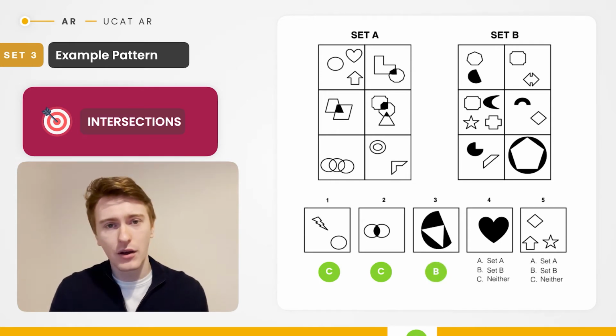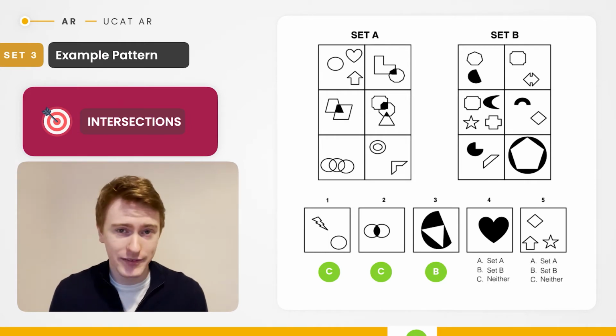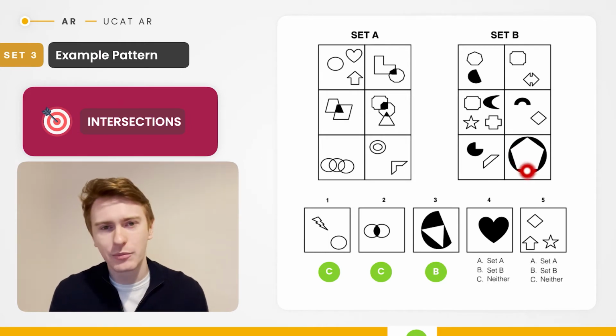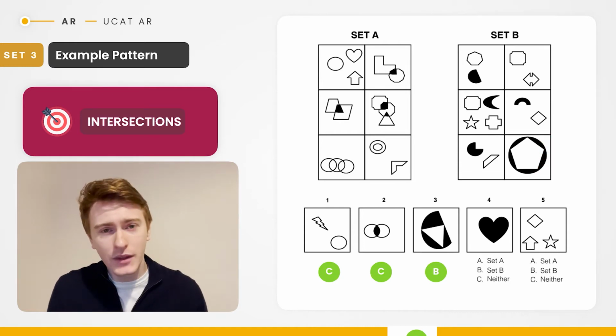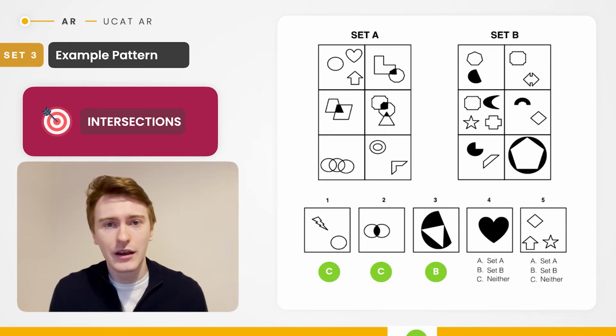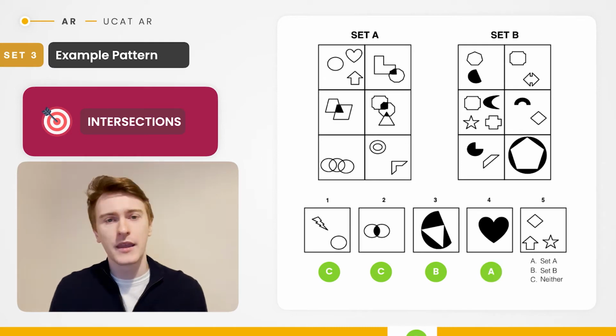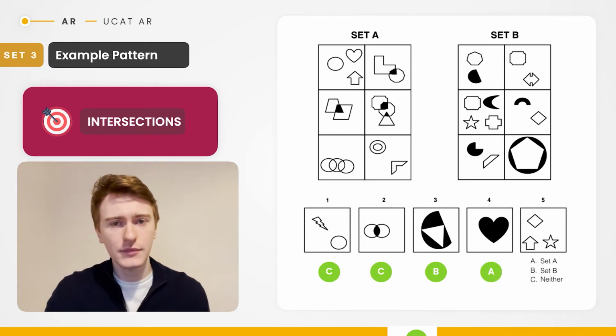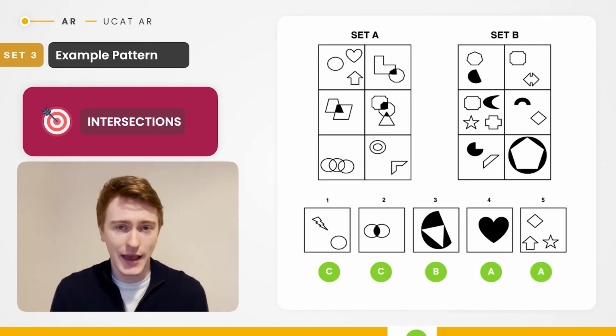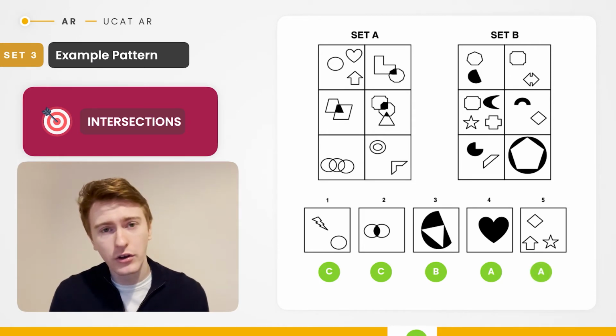Test shape number 3 belongs to set B, and indeed we can kind of see that in the bottom right of set B, it looks very similar. And whenever you see these similarities between the test shape and the set shape, don't take that as an indicator that you've absolutely got it right, but it's a good sign. Test shape 4 belongs to set A, there's 1 region there. And finally, test shape 5 belongs to set A. There's 3 regions there, it's an odd number of regions.